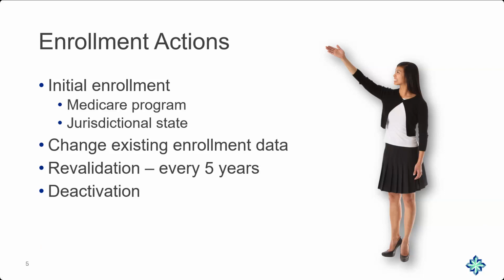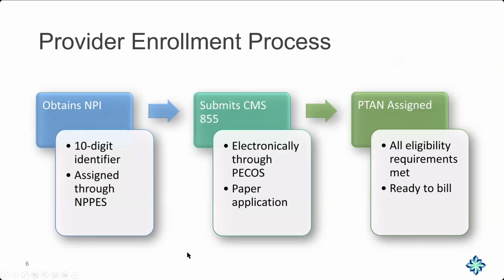So once you know what your action is, you know that your provider can enroll, this is what the process looks like. So first, before you even submit an application, the provider does need to obtain their NPI, which is the National Provider Identifier. This is a 10-digit identifier, and it is not assigned through the MACs. It is assigned through a national contractor, which is the National Plan and Provider Enumeration System.